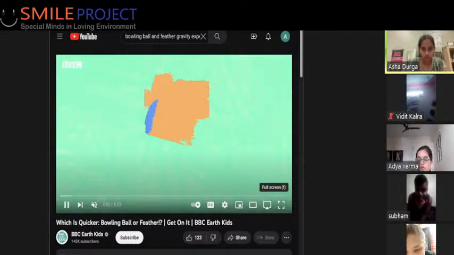Unsurprisingly, the bowling ball lands well before the feather. So how can you make them fall at the same speed? You just need a bit of science.